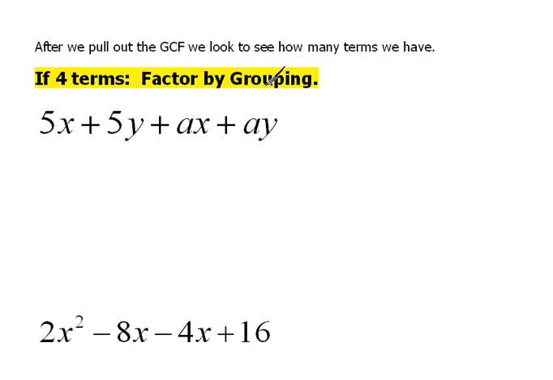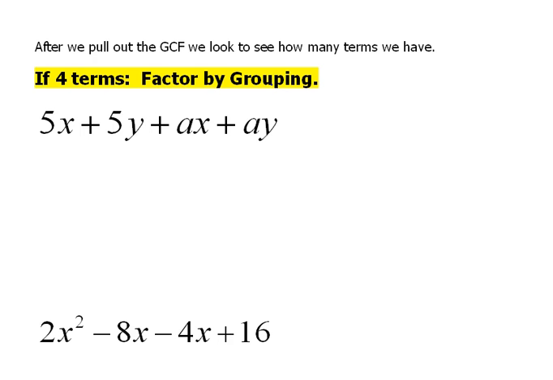Let me start back from the beginning with this problem. We have this polynomial, and our first rule says we have to pull out the GCF. So, do we have something in common in all 4 of these terms? And the answer would be no. We have some things in common in some of them, but not in all 4. So now we look to see how many terms we have. Since there are 4 terms, we have to factor this by grouping.